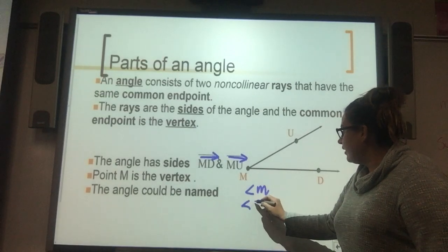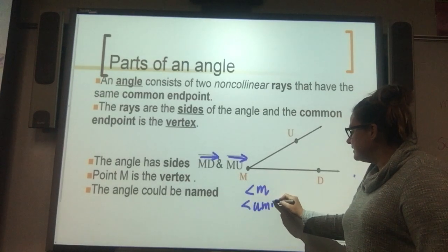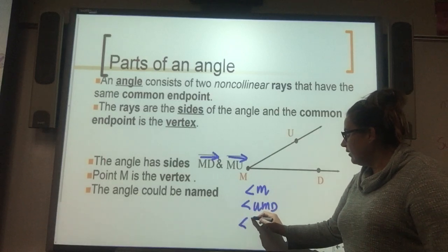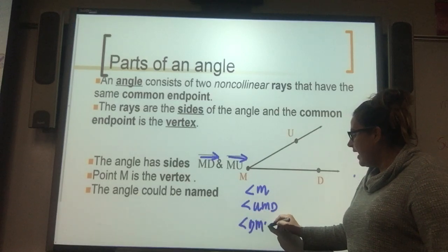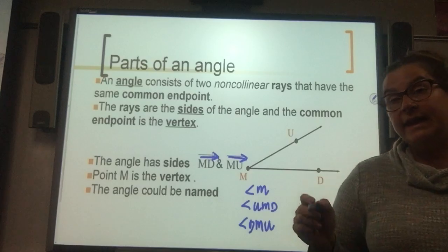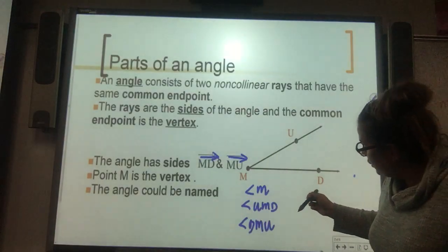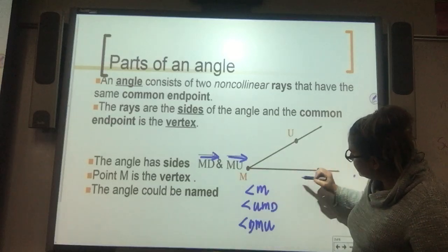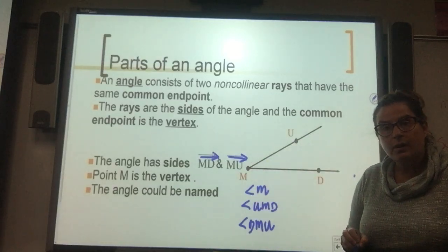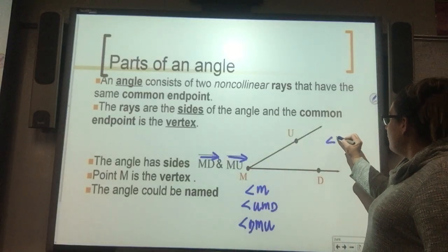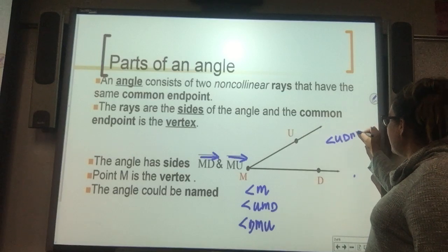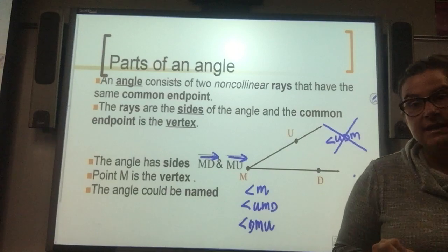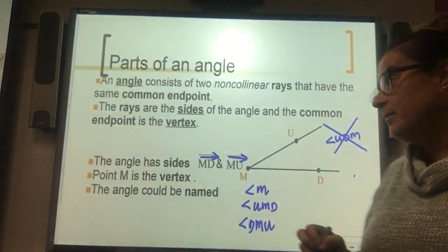We can call it angle UMD, or we can call it angle DMU. And again, we want to make sure that this middle letter is the vertex. So UMD, DMU. All right, something that would not work is UDM. That does not work because D isn't the vertex. It can't be in the middle.